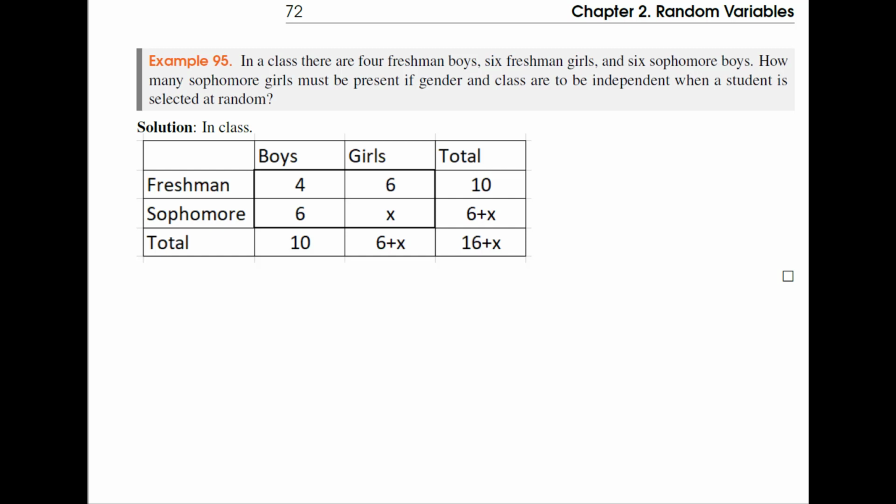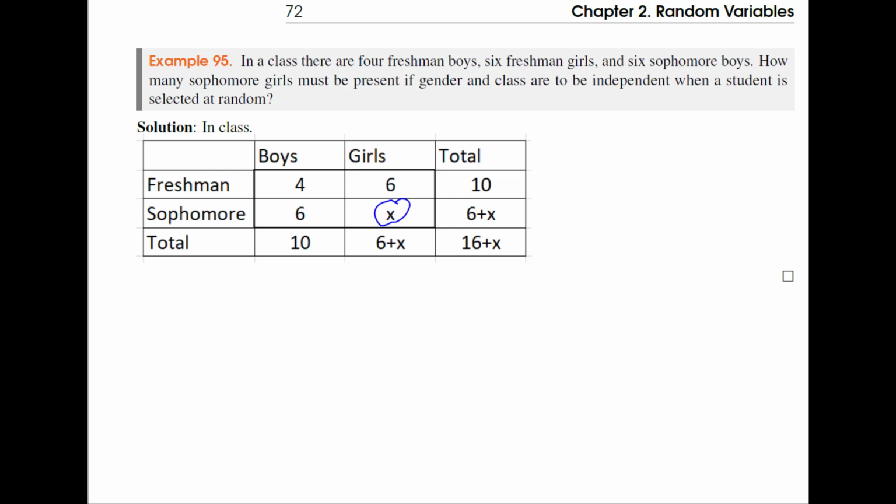Okay, so we're given this data, right? So there's 4, 6, and 6. That's the data we're given. And then the question is, what should be the value of X right here such that gender and year in school are independent? How many sophomore girls must be present if gender and class are to be independent?